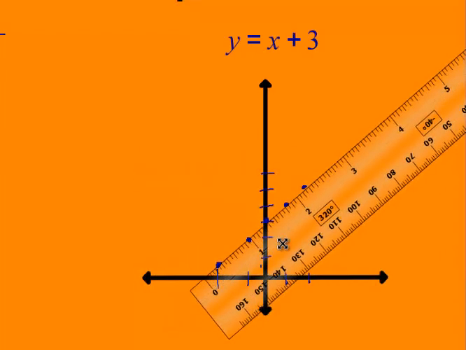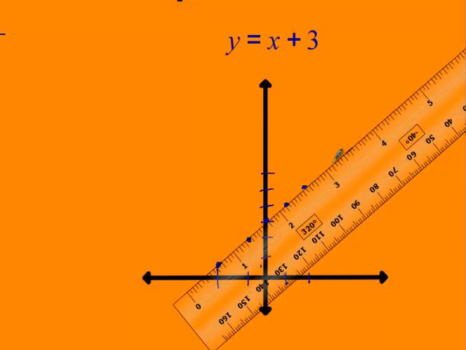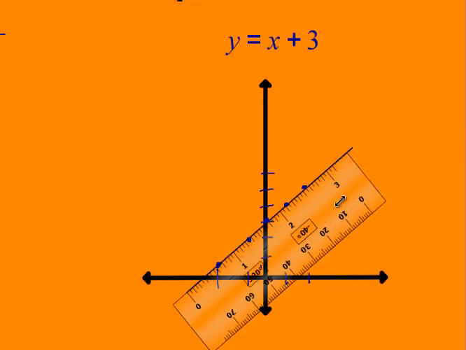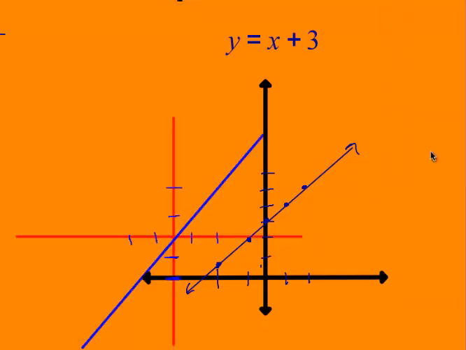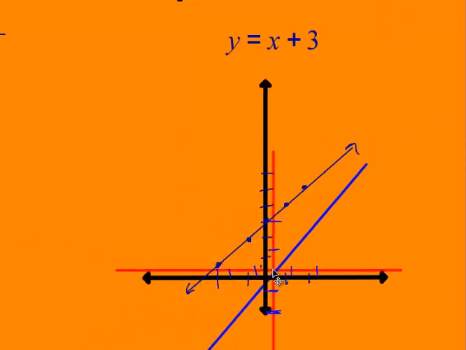I did better this time, but I'm still not that good. All right, so there's my line, right? So again, how does this relate to the parent function? So what's the difference between this graph and my parent function? So let me bring up my parent, line up my axes. What's the real difference between this line and this line?